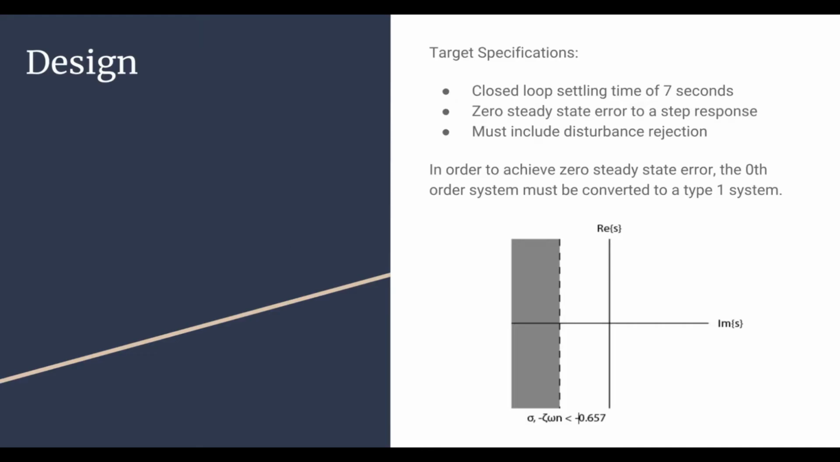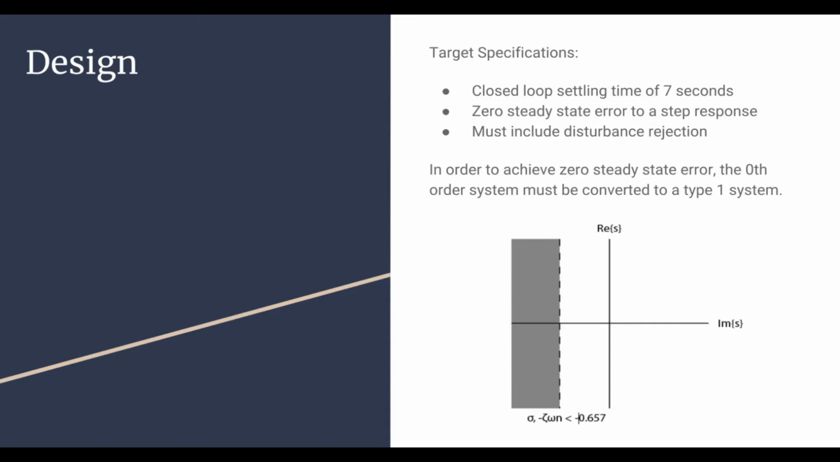In the design section, we will address the specifications the system must meet, as well as how to meet them. These target specifications are as follows: a closed-loop settling time of 7 seconds, 0 steady-state error to a step response, and finally, the system must include disturbance rejection. The closed-loop settling time should be 7 seconds because that is the target acceleration time for the vehicle. Additionally, the vehicle must have 0 steady-state error.